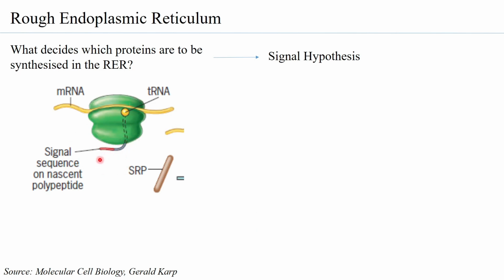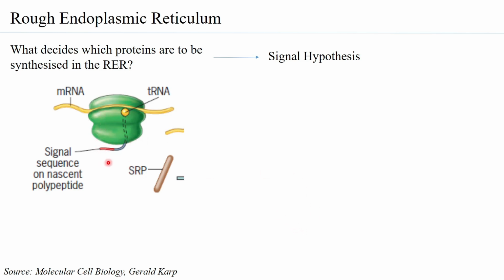It is not completely translated. It has just begun to get translated. And you already have the N terminus exposed, and this N terminus has the signal peptide. So once the signal peptide is formed, how is it that this entire ribosome moves to the endoplasmic reticulum?